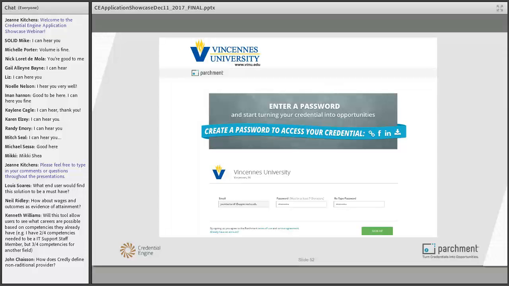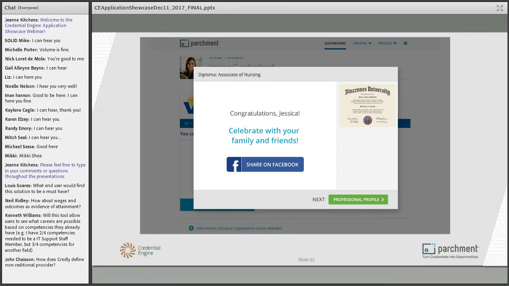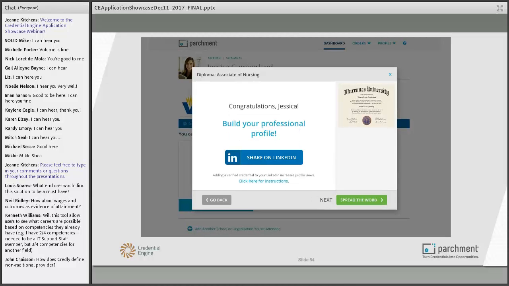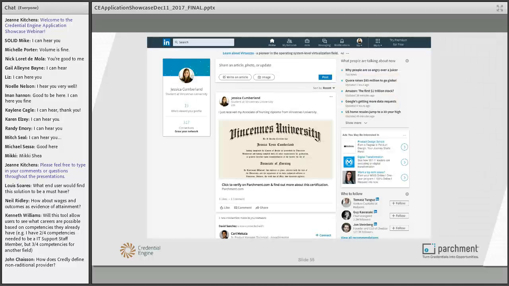When she enters the Parchment application, she'll go through a branded experience for Vincennes where she can authenticate with her credentials, either those that she's used before on Parchment or those that are provided by her institution. Once we've authenticated Jessica, we'll bring her right in to the opportunity to share her digital credentials socially. So she can see a preview of what her degree or diploma looks like, and with a single click be able to share that credential on Facebook, or to add it to her professional profile on LinkedIn.